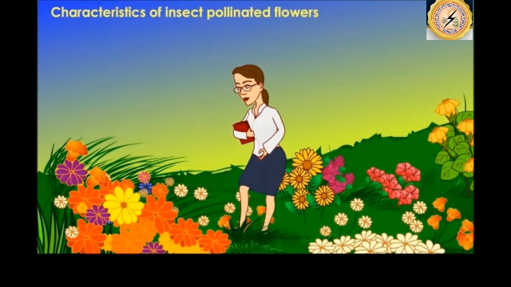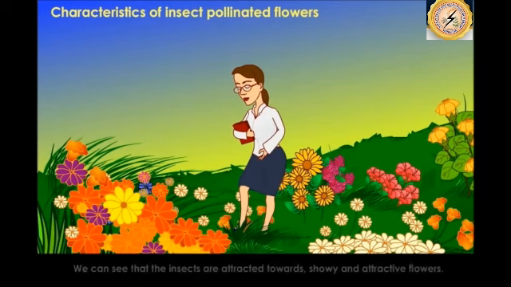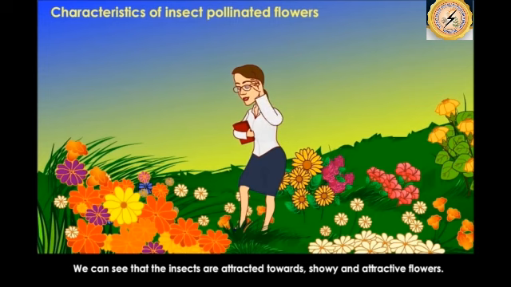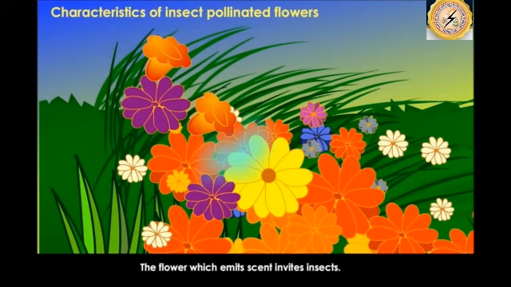Let us observe the characteristics of the insect pollinated flowers. So when the pollination takes place by the insects, what are the various characteristics, why the insects are attracted to the flowers? So let us observe the characteristics of it. Well, we can see that the insects are attracted towards the showy and attractive flowers only. So very colorful, very good smelling flowers are basically attractive. So the flowers which emit the scent invite the insects.